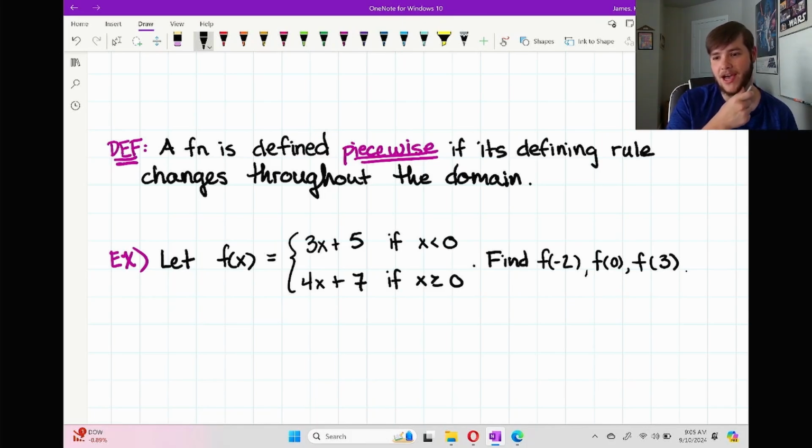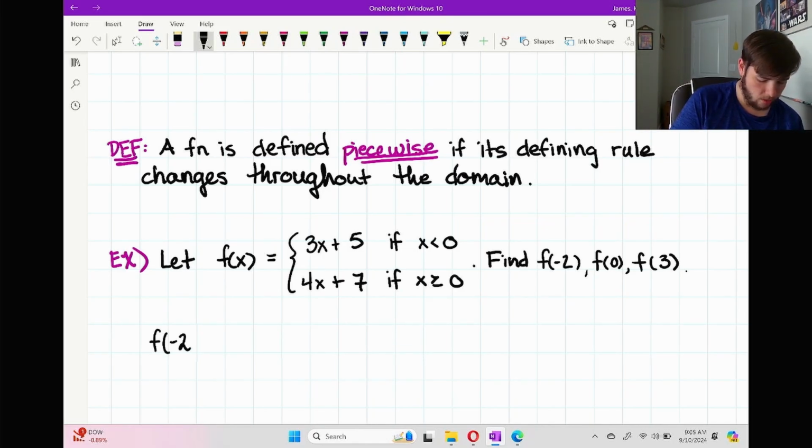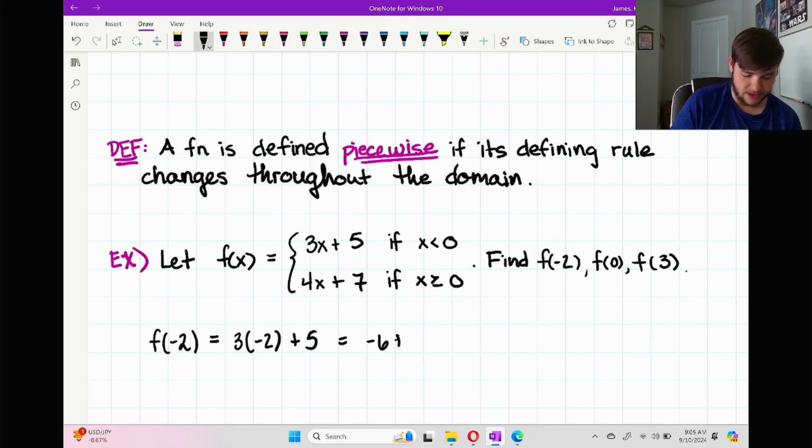So let's take a look at how we would use this to find f of negative 2, f of 0, and f of 3. Well, when I try to find f of negative 2, I have to check what defining rule this falls under first. Negative 2 is a negative number, so it falls under the top piece of the function. So I use the top defining rule: 3 times input plus 5, which is negative 6 plus 5, or negative 1.